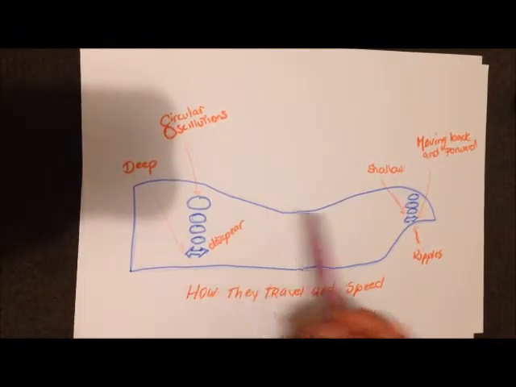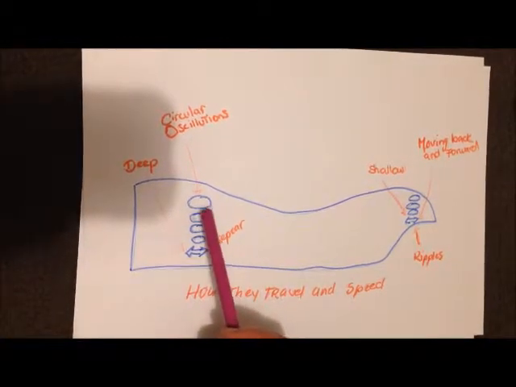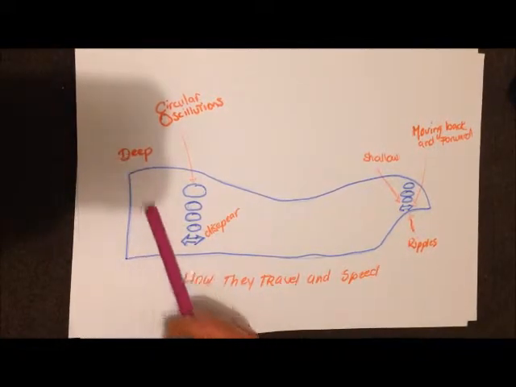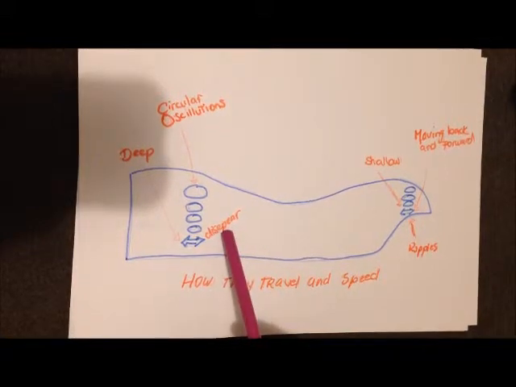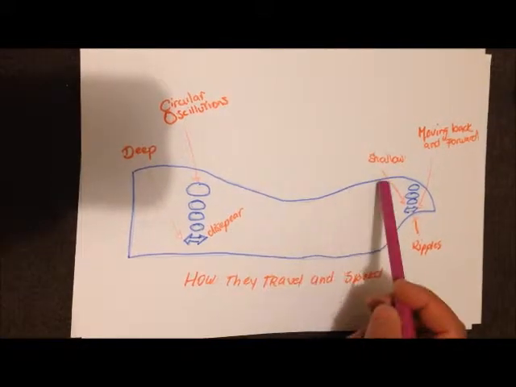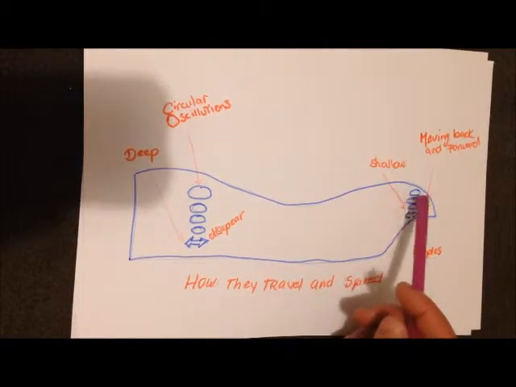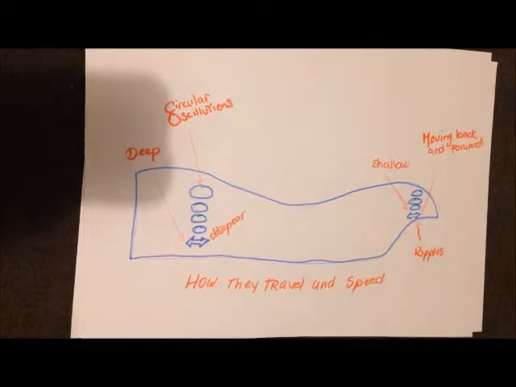When the wave is traveling, it creates circular oscillation. This goes from bigger to smaller, and when it goes deeper, it disappears. And when it is close to the shallow, it moves back and forward, creating more ripples.